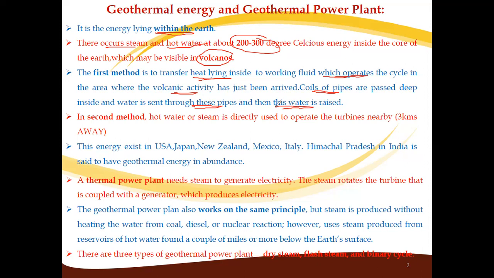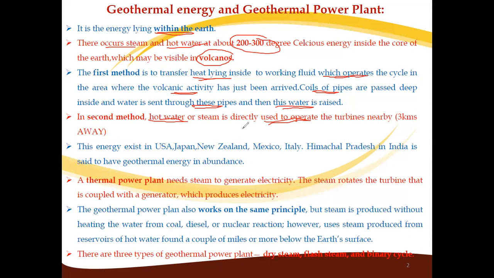So this is the first method, that is, we transfer heat to the working fluid which is operating in a cycle. In that pipe, water is circulating and the heated water comes out, so we can convert this geothermal energy into the heated water, that is, heat energy or thermal energy of the water. In the second method, the hot water or steam directly operates the turbine nearby, almost 3 kilometers away. So this is the second method: the hot water or steam coming from the geothermal core of the earth directly passes to the turbine.